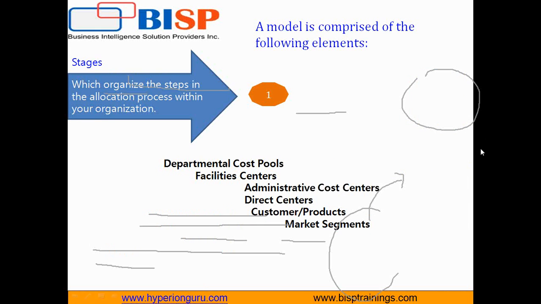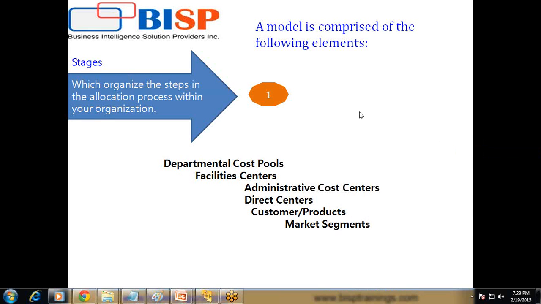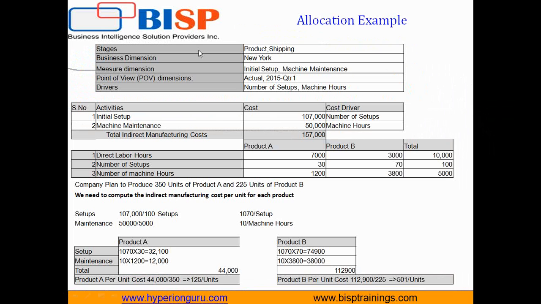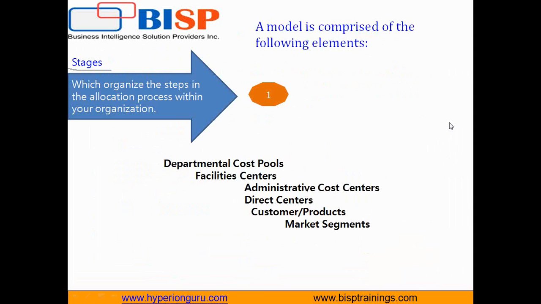This shows the important steps to build your HPCM cube. You see the first stage. Now if you go back to your requirement sheet, the ABC model I showed you just before, you will find it there. I use stages. So the stages are product and shipping, right? In this example I show the stages are done in three steps. What is a stage?